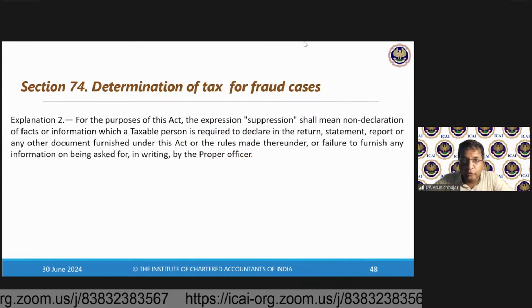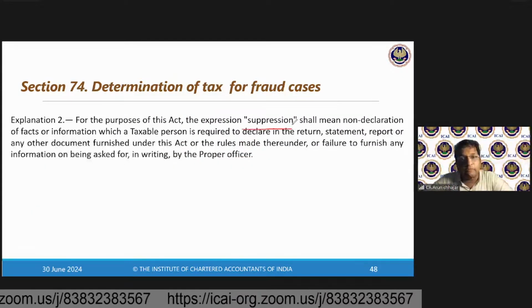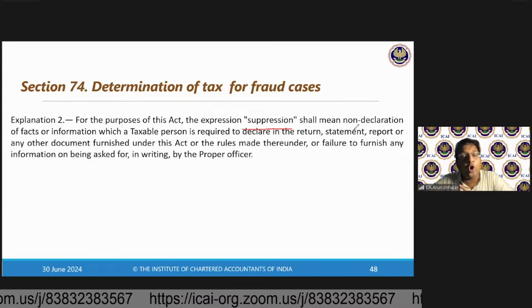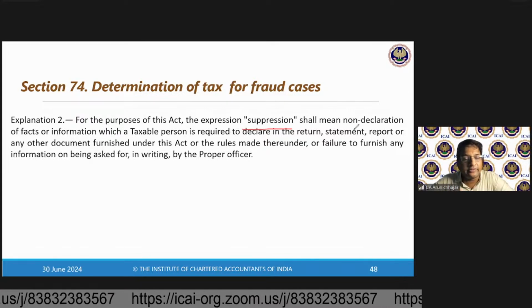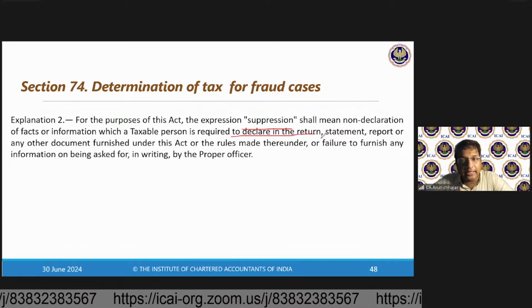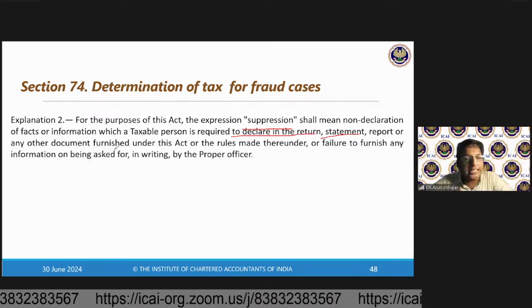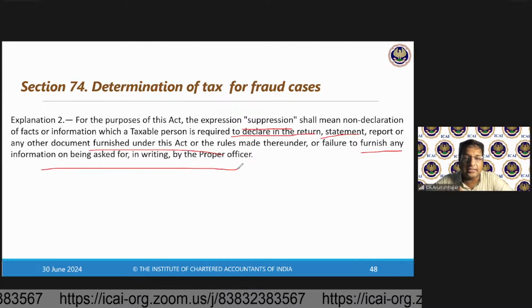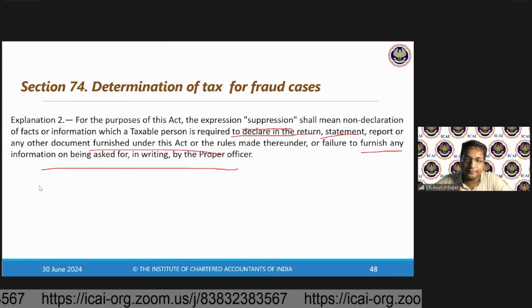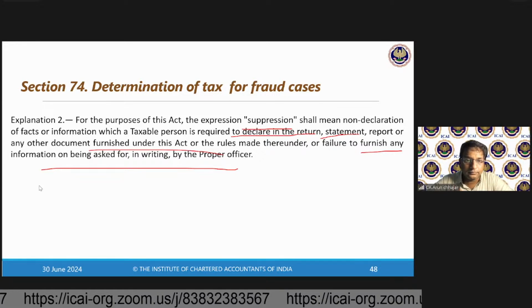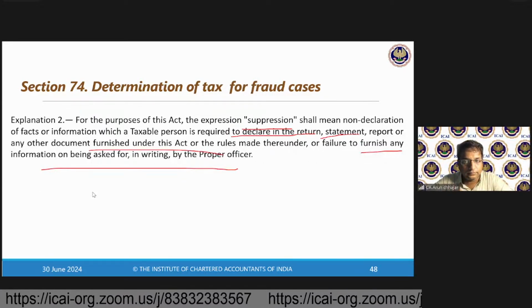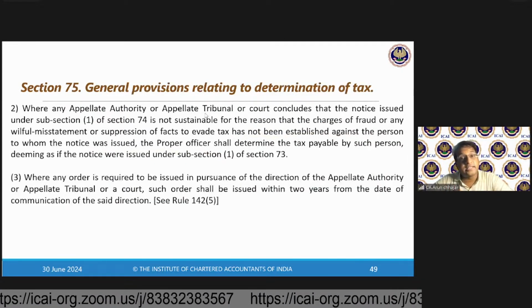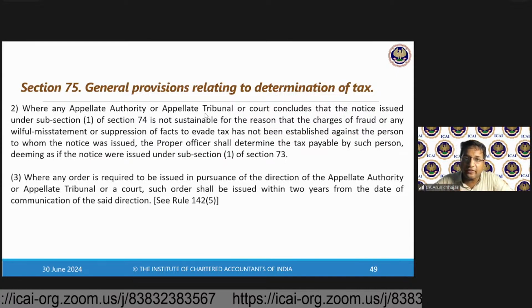So they have explained the word suppression. What is the meaning of suppression? Suppression means non-declaration of fact and information in the written statement, report, or any other document furnished, or failing to furnish any information being asked in writing by the proper officer. General provision.